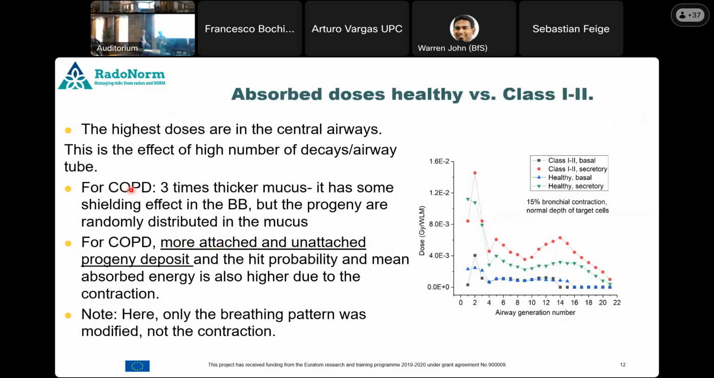Yes, and here I would like to highlight those distributions. As I said, here is a very small number of airways. Here is the second airway generation number, but as we go deeper, more and more airways are there, so the number of alpha decays in one tube will be less, but the average energy and the hit probability are increasing, so that's why we have this peak here. And in addition, the attached progeny also deposit here.